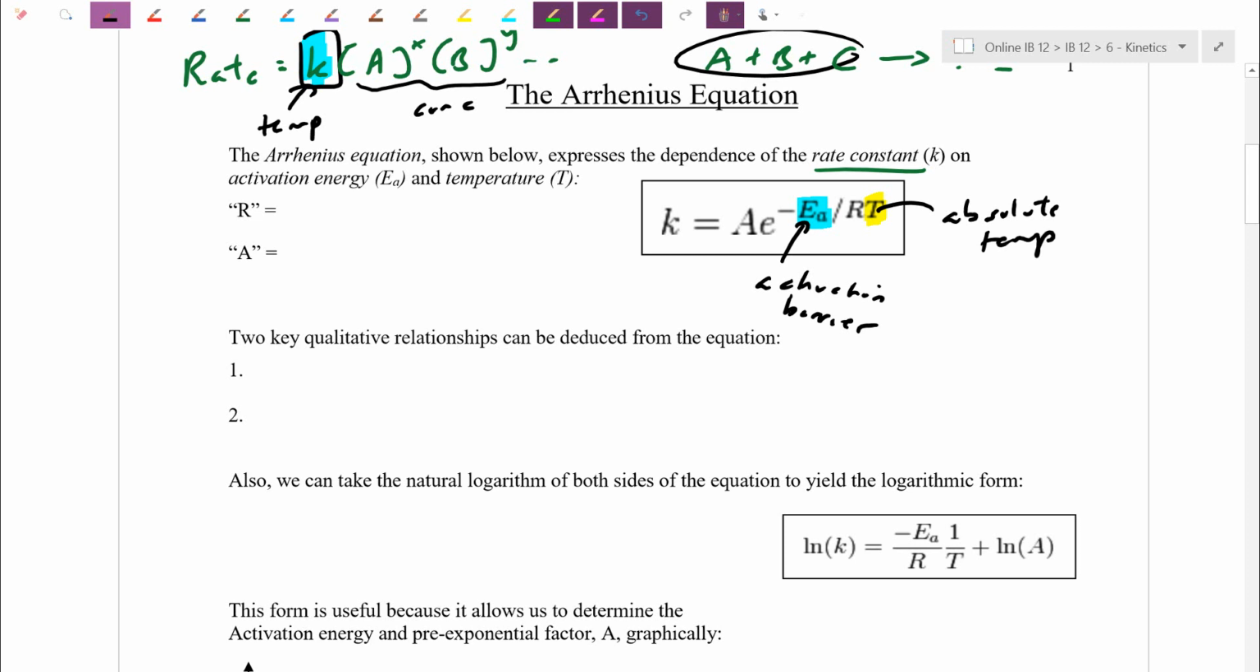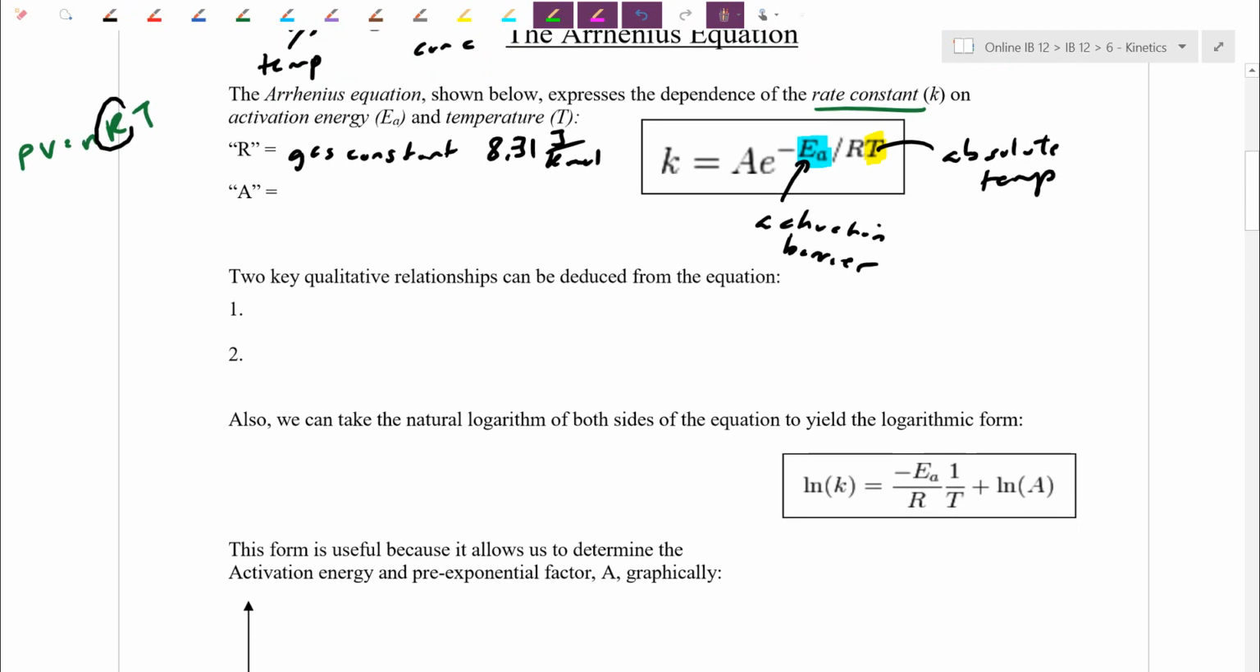What are some of these other terms? The R we've seen before. Think about PV = nRT from the ideal gas law. This R is the universal gas constant. So it doesn't matter what problem you're doing. This gas constant in our universe is 8.31 joule per Kelvin mole. Those are the SI units. So that R is always going to stay constant. The A is sometimes referred to as just the Arrhenius constant.